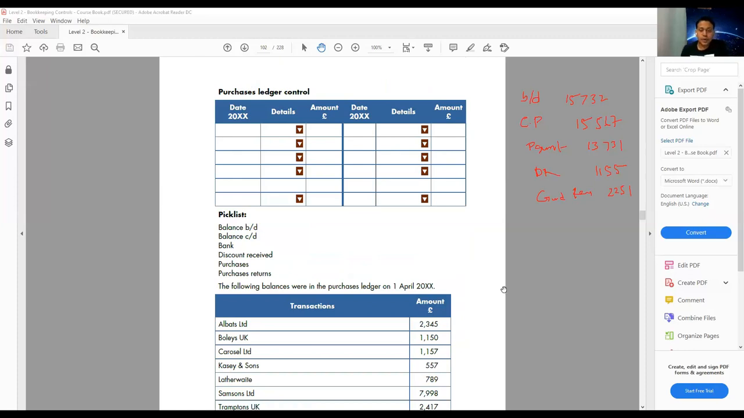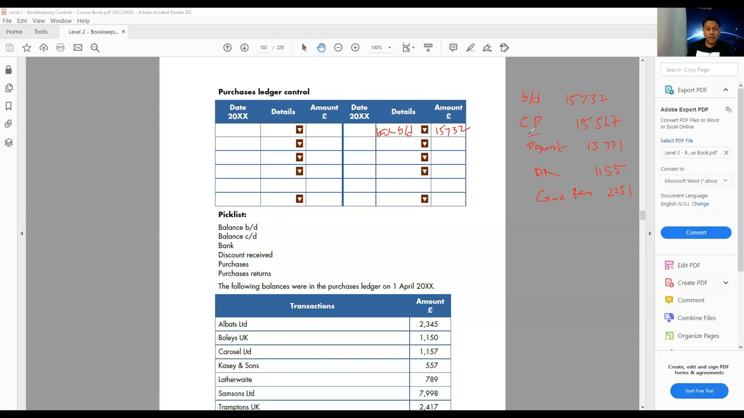Okay, first things first, the opening balance. Which side am I going to write the opening balance of 15,732 for the purchase ledger control? Remember that the purchase ledger control is a liability account and the opening balance will always be on the credit side. Be very, very careful. Do not treat this as the sales ledger control. Opening balance is on the credit side. So balance b/d is 15,732.